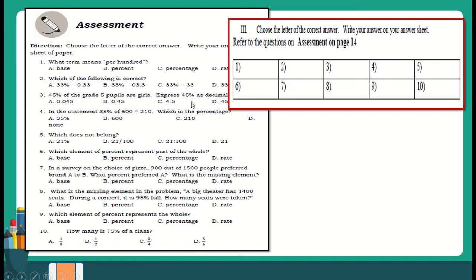So for assessment, you will just write the letter on this part. I will not give you the answer since this is an assessment. So number 1, what term means per 100? So you will write your answer in here. You will find all the answers on your module.